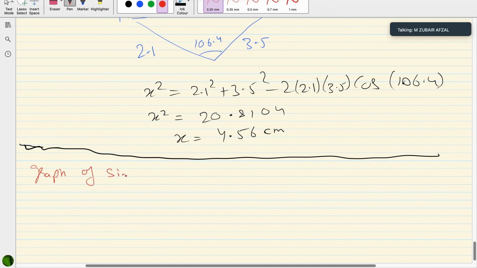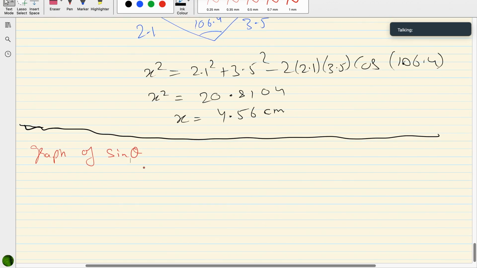Graph of sine theta. Y-axis, x-axis, and the range of sine is 1 and minus 1. The graph of sine will look like this. We will do it in two ways, in degrees and with radians.